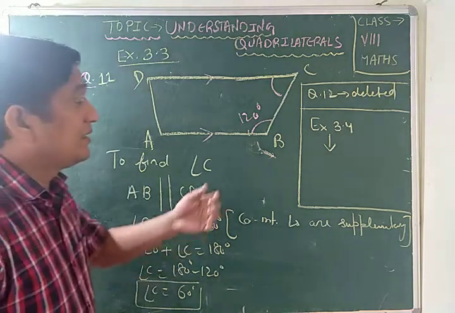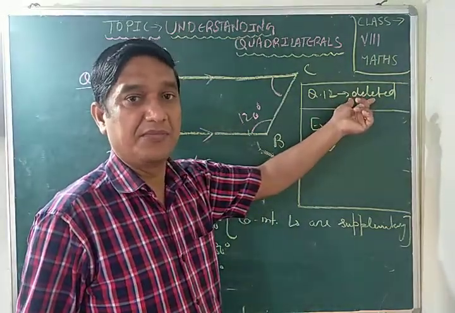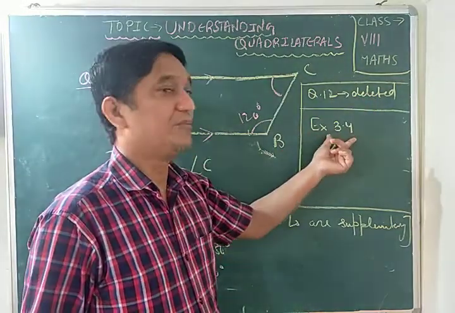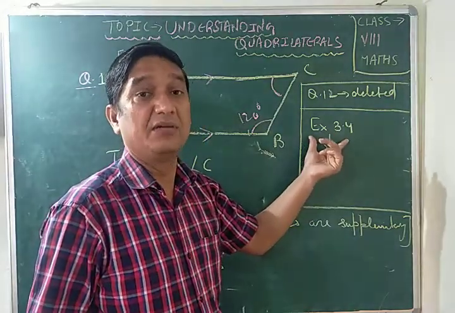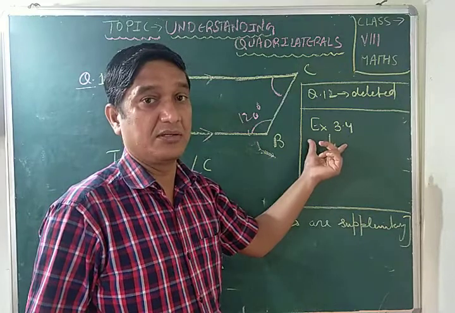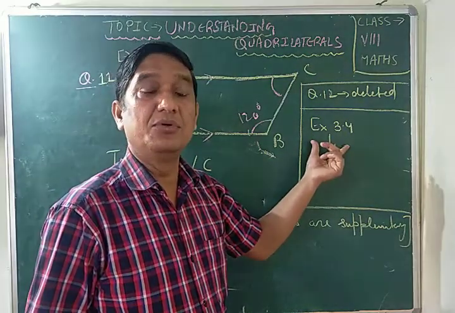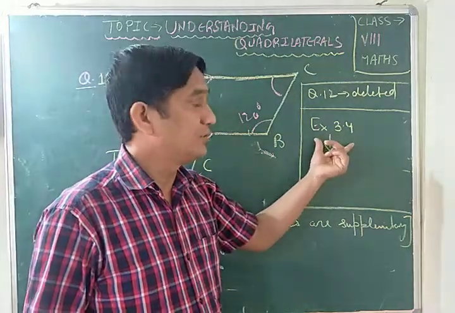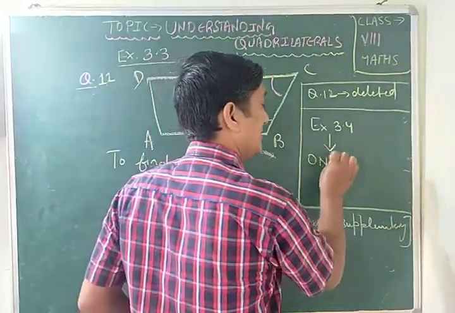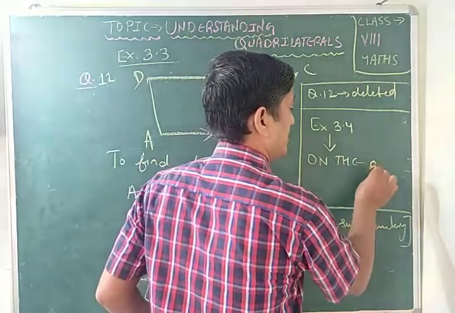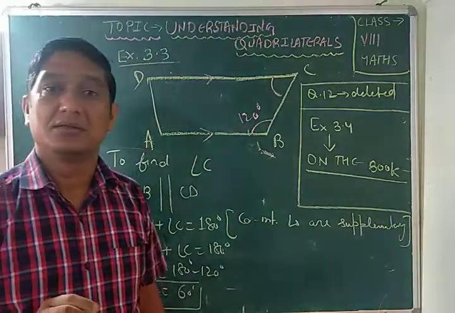Now children, question number 12 is not related. It does not come in the exam. And next is exercise 3.4. This exercise is based on the definitions that we have learned, all the definitions of the types of quadrilaterals. You have to recall all the definitions and do this exercise 3.4 in the book only.